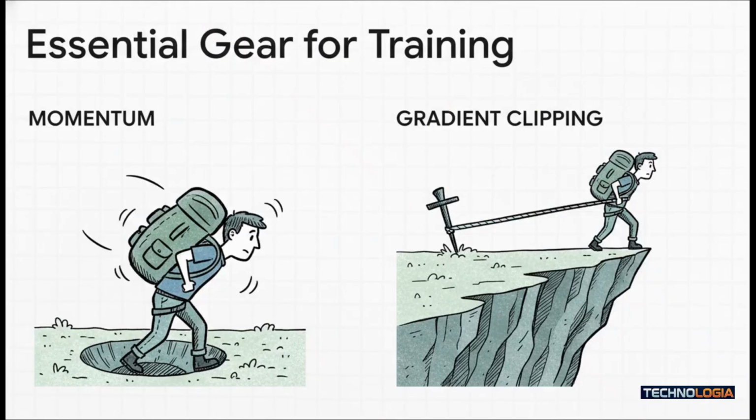Luckily, researchers have come up with some essential gear for our hiker. There are techniques like momentum, which is kind of like giving the hiker a heavy backpack. They build up speed as they head downhill, and that inertia can help them roll right through those small ditches, those local minima. And then there's gradient clipping. You can think of this like a safety rope. It puts a hard limit on how big any single step can be, which stops the hiker from accidentally leaping off a cliff during an exploding gradient.